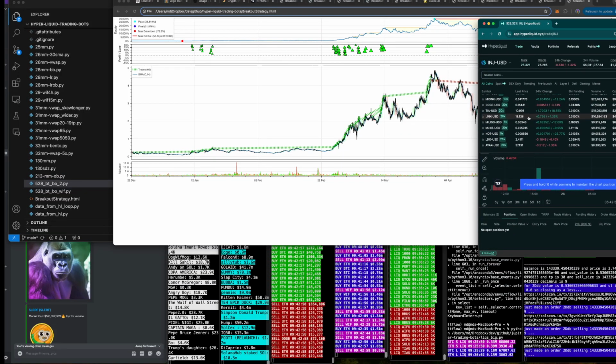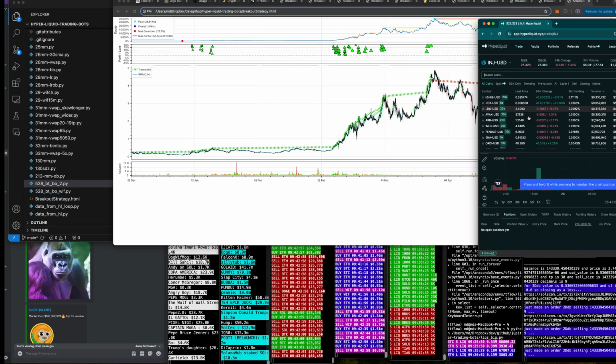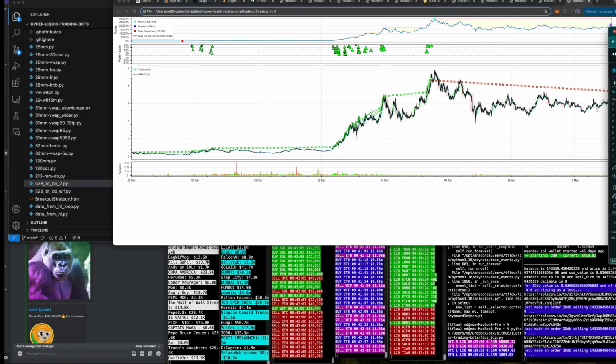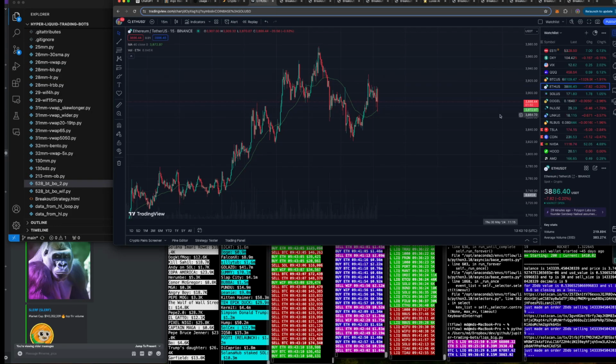Okay, let's pick a random symbol here. Well, again, this is going to be biased because I want to find something that has been around for a while. Let's do like INJ. Okay, there's a little bias there. Of course, I picked it.